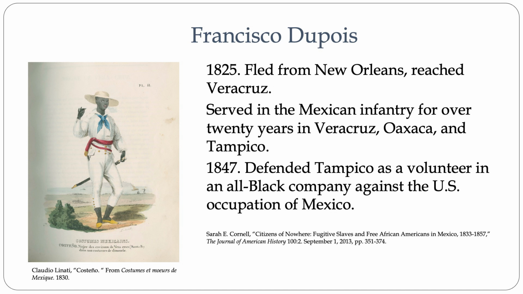He escapes New Orleans, and he makes it to Veracruz, Mexico. And his name was probably Francis Dubois, because he's in New Orleans, so it has probably a French name. But in Mexico, it gets Spanish. It gets changed to Francisco Dupois. He fled New Orleans. He reached Veracruz, and he served for 20 years in the Mexican infantry.